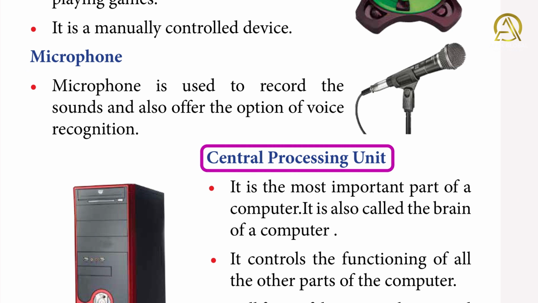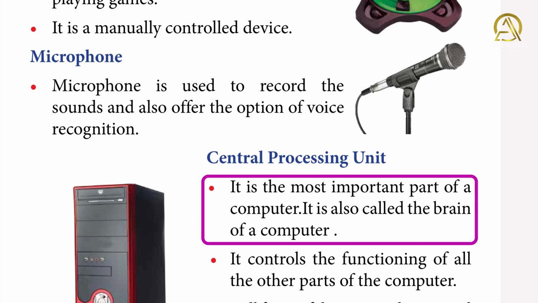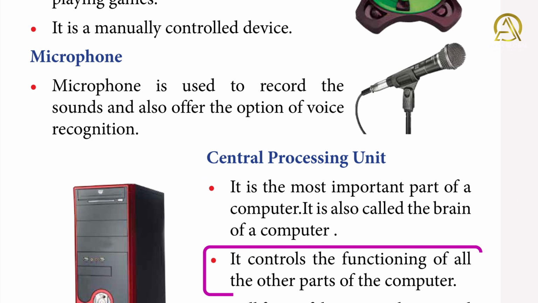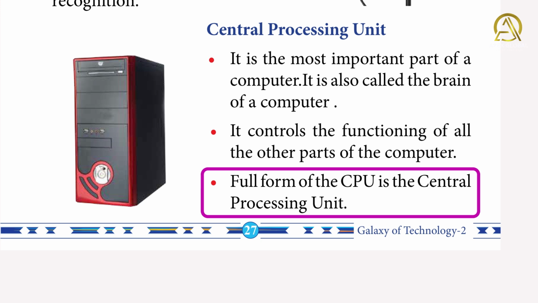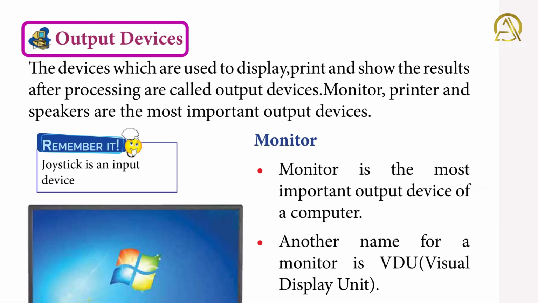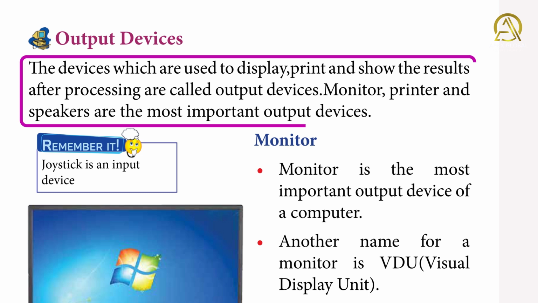Central processing unit. It is the most important part of a computer. It is called the brain of a computer. It controls the functioning of all the other parts of the computer. Full form of the CPU is Central Processing Unit. Output devices. The devices which are used to display, print and show the results after processing are called output devices. Monitor, printer and speakers are the most important output devices.